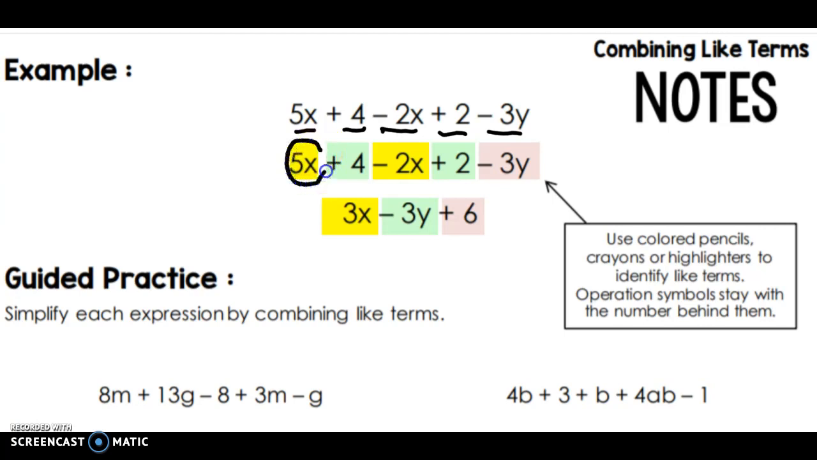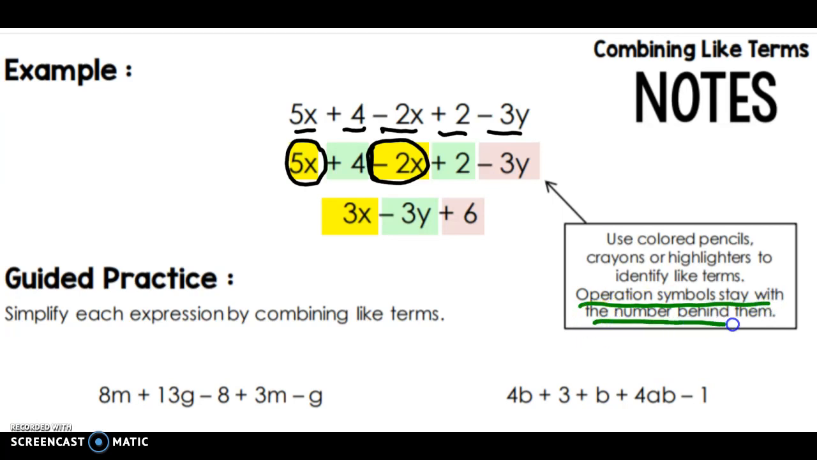So you see down here that they used the color yellow to color in this 5x term right here. And then they looked across the line and saw that this other term that they also colored in yellow has an x as its variable. So they colored in yellow both of these like terms with an x variable. It's really important to notice that they included this little negative or minus sign with that 2x, because as we read over here, the operation symbols stay with the number behind them.